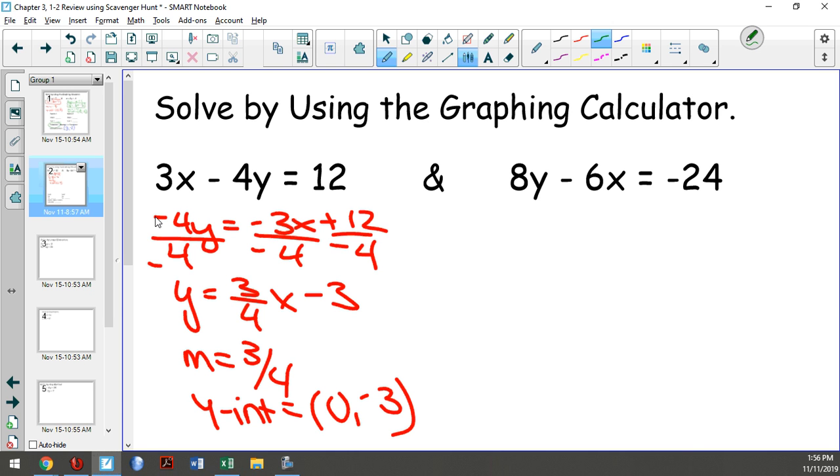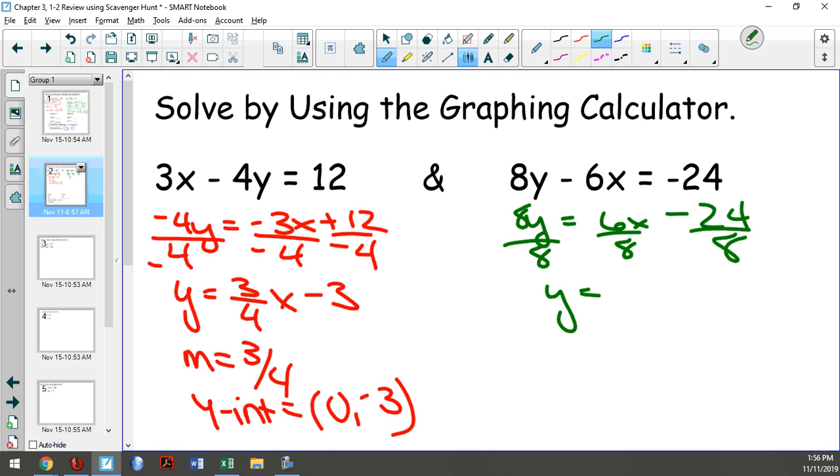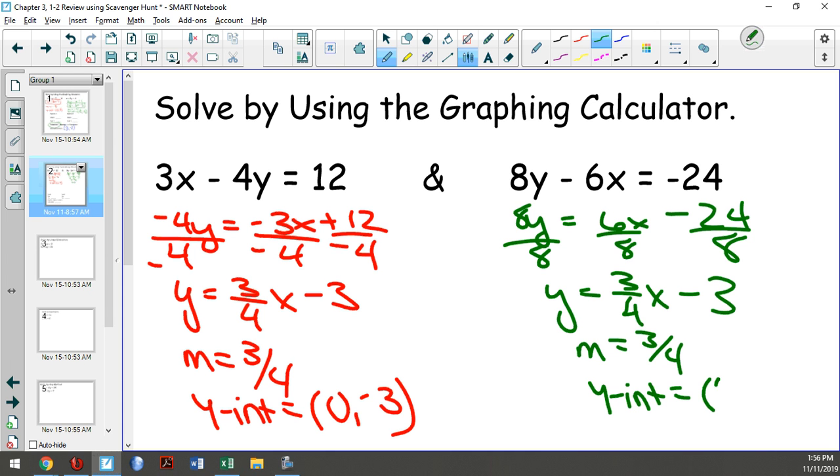Go to the next equation, do the same exact thing, please. So I have 8y is equal to 6x minus 24. Divide each and every term by 8. So y is equal to, reduce the 6/8 to give you 3/4 x. Reduce the -24 to give you -3. What is your slope? Slope is 3/4. What is your y-intercept? 0, -3. What can you conclude?